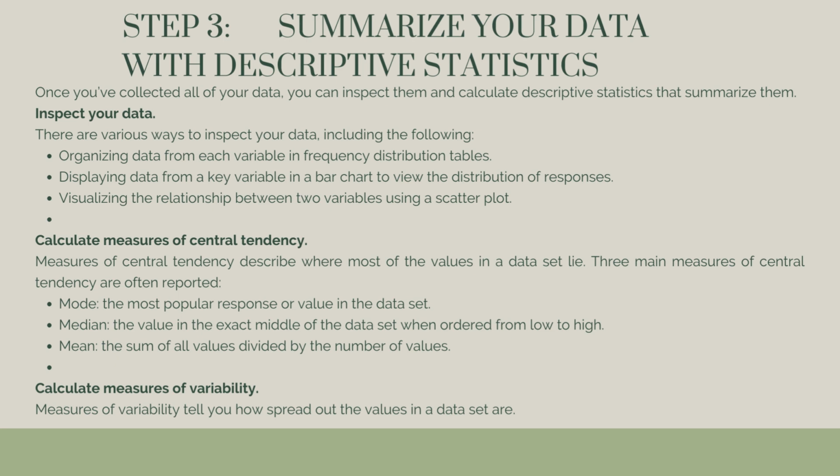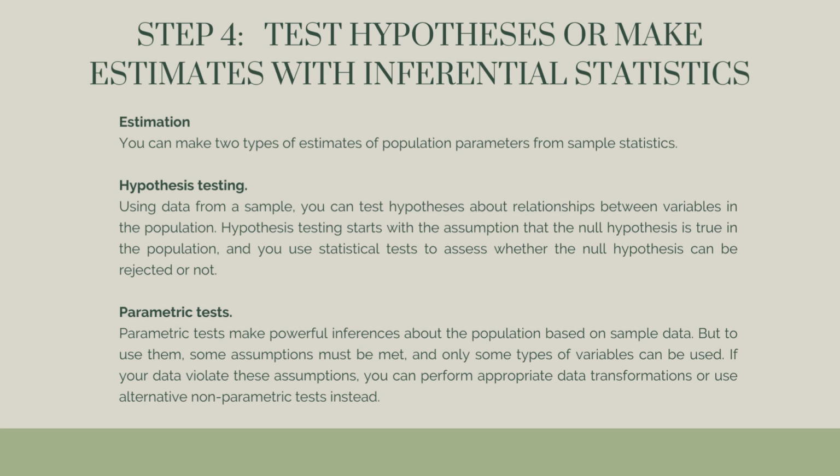Once again, the shape of the distribution and level of measurement should guide your choice of variability statistics. The interquartile range is the best measure for skewed distributions, while standard deviation and variance provide the best information for normal distributions. Step 4. Test hypotheses or make estimates with inferential statistics.